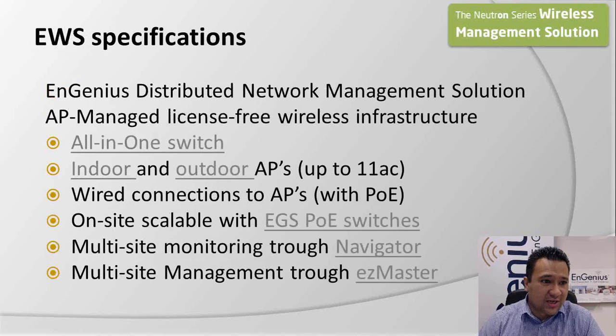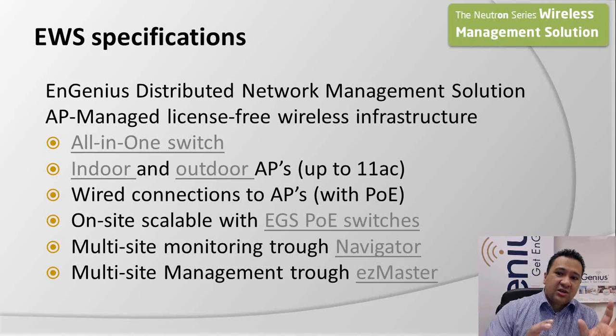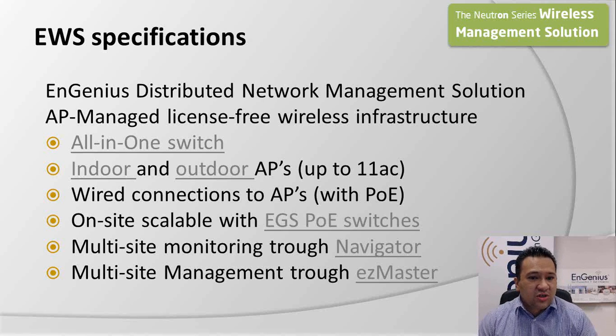I will start with our first slide here, which is talking about the EWS specifications. The Neutron series, as we call a distributed management solution, is an AP managed, license-free wireless infrastructure. The main specification in this infrastructure is that we have a management switch that manages the network on AP level. So there are access points that are managed by the management switch. In just a few sentences, we can summarize the function of this solution as follows. We have one all-in-one switch, which is a layer 2 switch with PoE and management function. And on top of that, we have indoor and outdoor access points with even up to 11AC protocol.